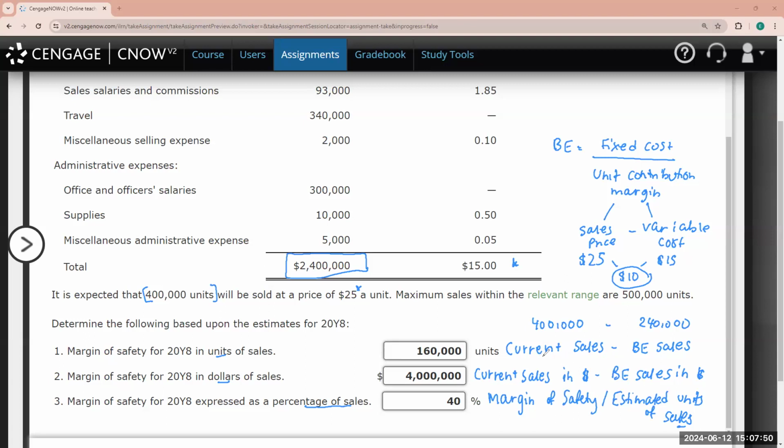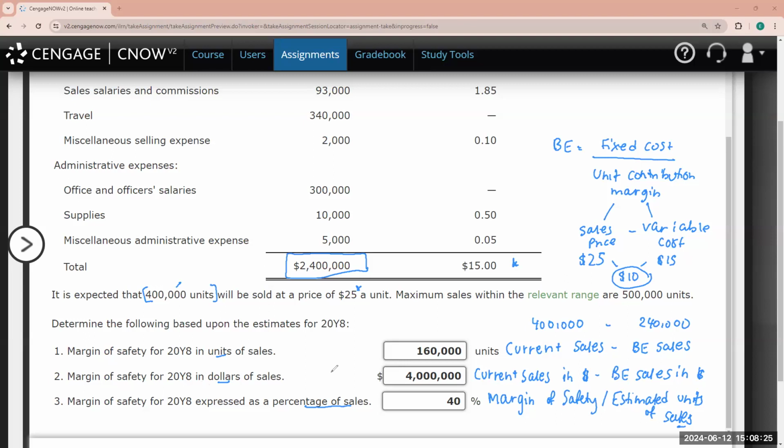All right. So I know this is a new concept, but for the most part with the margin of safety, just keep in mind it is the current sales, which is given here, minus our break-even sales, which we've calculated up above. We know the break-even formula is our fixed cost divided by our unit contribution margin. And our unit contribution margin is our sales price minus our variable cost. So therefore, we divided our fixed cost of 2.4 million by $10, and we got break-even sales of 240,000. We subtracted the break-even sales from the current sales, and this gave us margin of safety of 160,000 units.